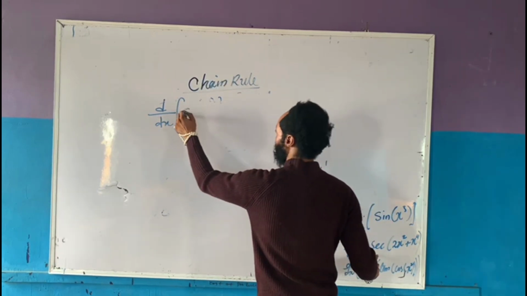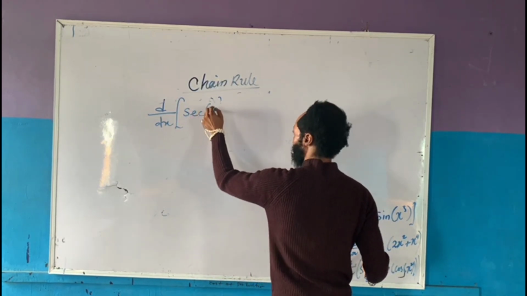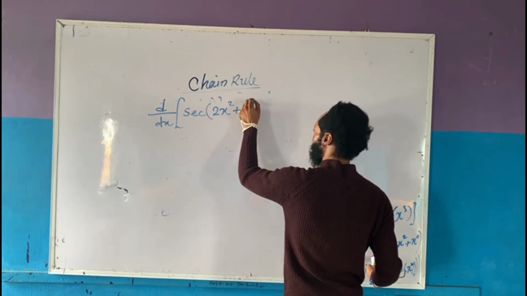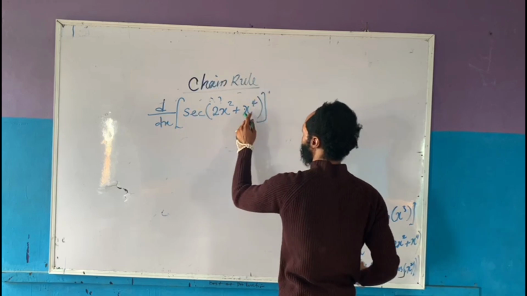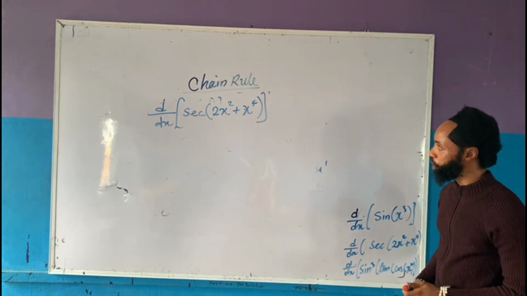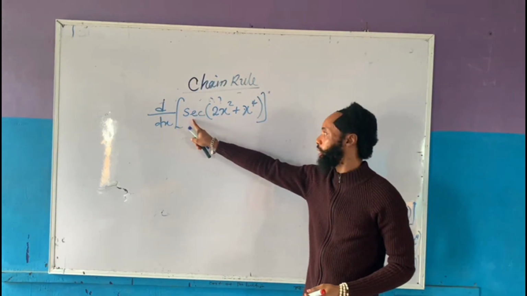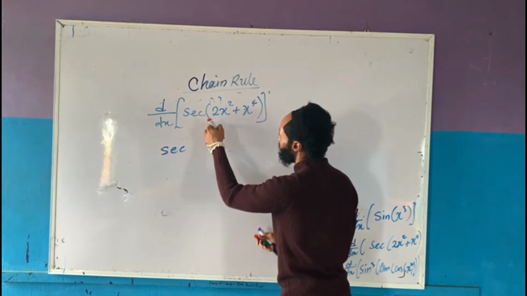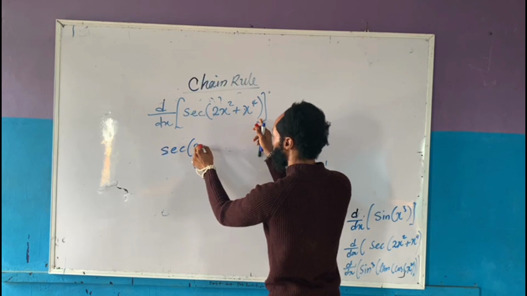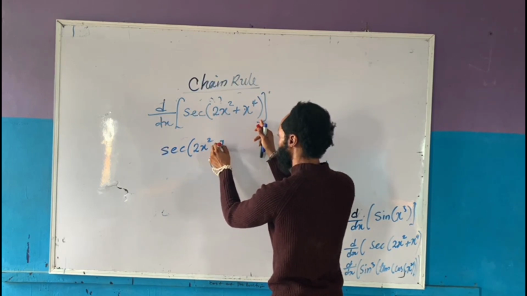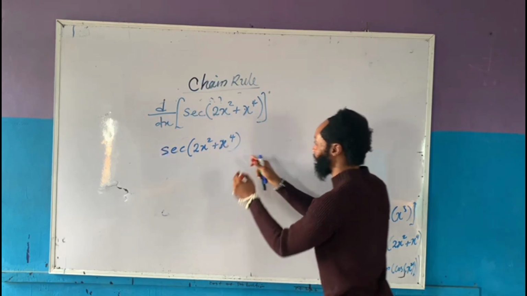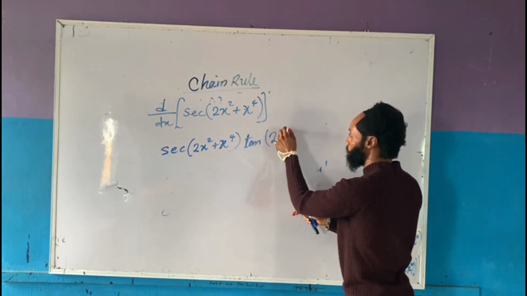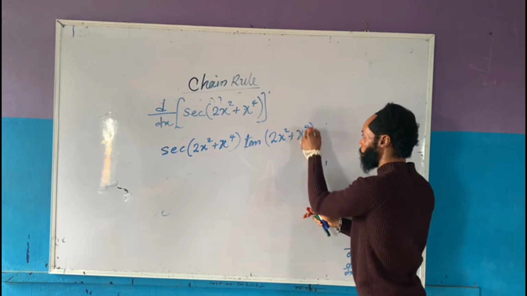of sec squared into bracket 2x squared plus x raised to power 4. We have this question. So in the same vein, the first thing we want to do is differentiate sec. If you differentiate sec, what are we going to get? We're going to get sec, keep your angle the same way, 2x squared plus x raised to power 4. Remember, sec tan. Tan, keep the same angle, 2x squared plus x raised to power 4.